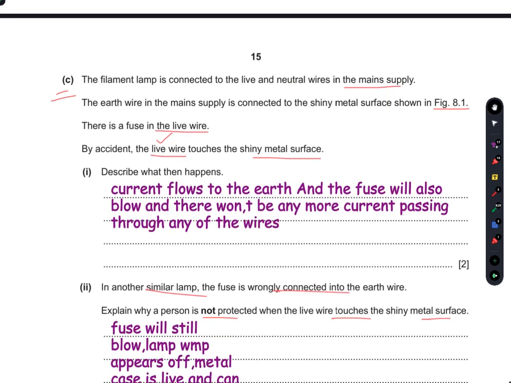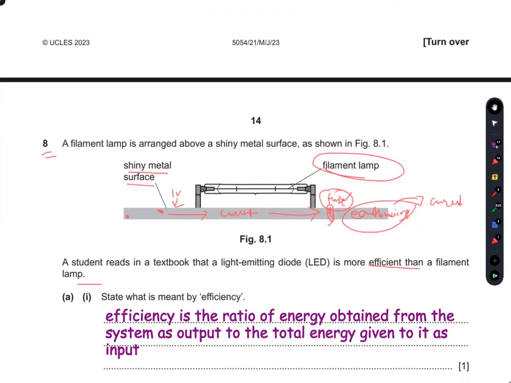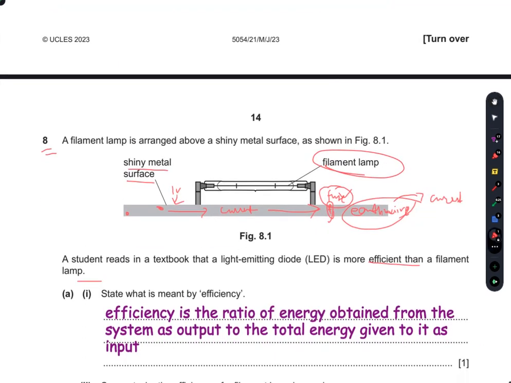So again, if I revise the concepts here, there is a fuse in the earth wire. The live wire touches the shiny metal surface. There is not any current now passing through the filament lamp because now the live wire becomes in contact with the earth wire. So all of the current is earthed. The filament lamp will not turn on. All of the current will be earthed, and the fuse in the earth wire will also blow away.